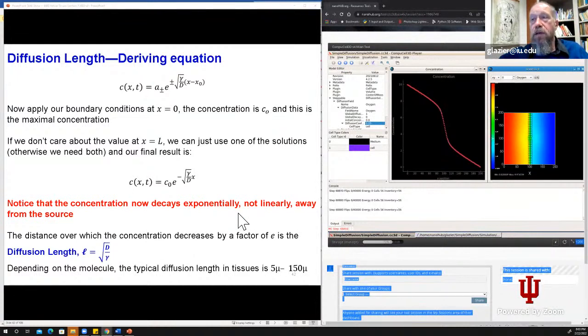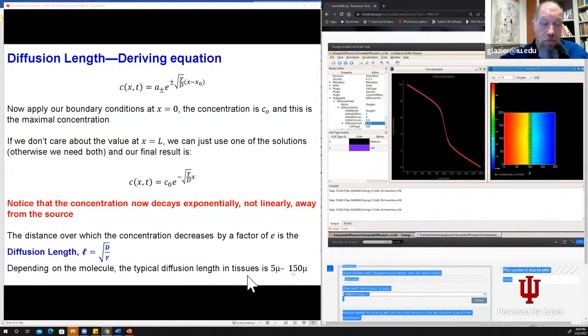And so that tells me that the concentration with decay decays exponentially rather than linearly with distance. And the distance I can get is the square root of D over gamma. If gamma were 0, which is what we started with, the diffusion length is infinite. In this case, the diffusion length is determined by the diffusion constant divided by the decay constant.